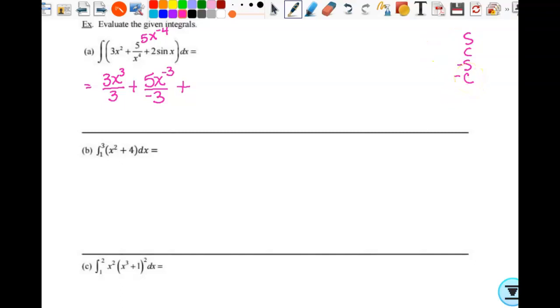So I put plus, but I'm going to rewrite it anyway. I'm going to put plus negative 2 cosine of x. And then what do I have to have? Plus c. Okay. So then when I clean this up, you can leave it, that's a safe stop, and it's totally fine. But x cubed, then minus 5 over 3x cubed, minus 2 times the cosine of x plus c. Okay. We good with that?